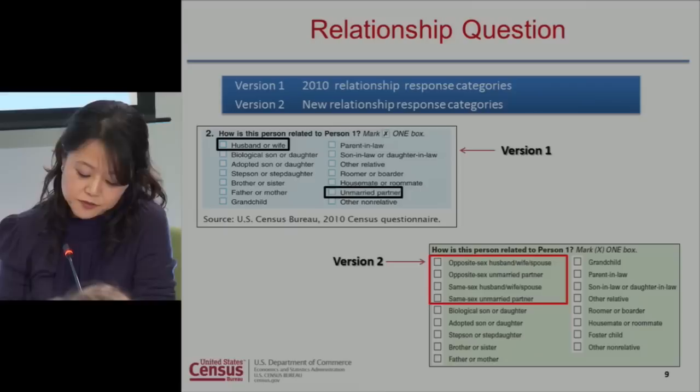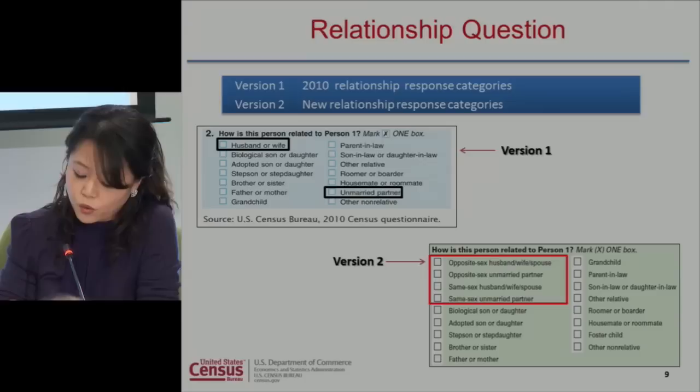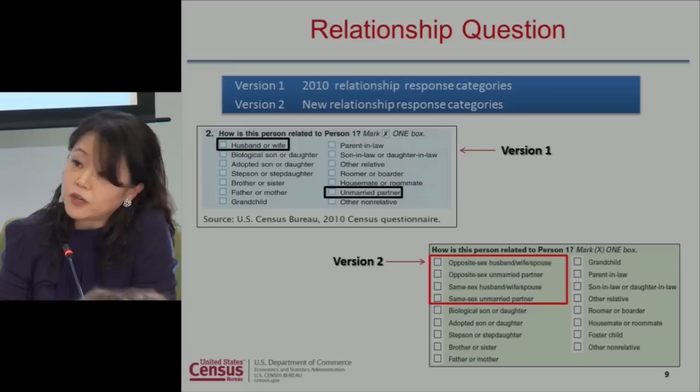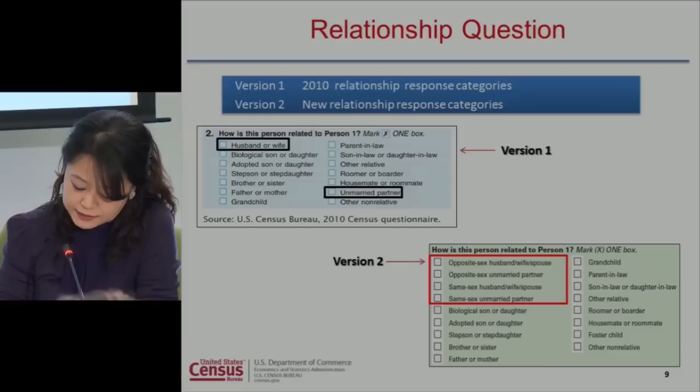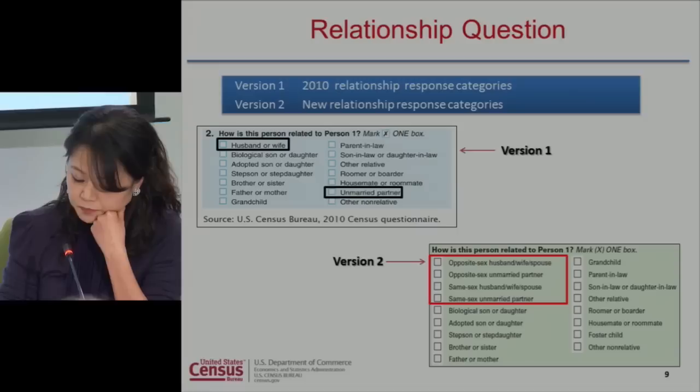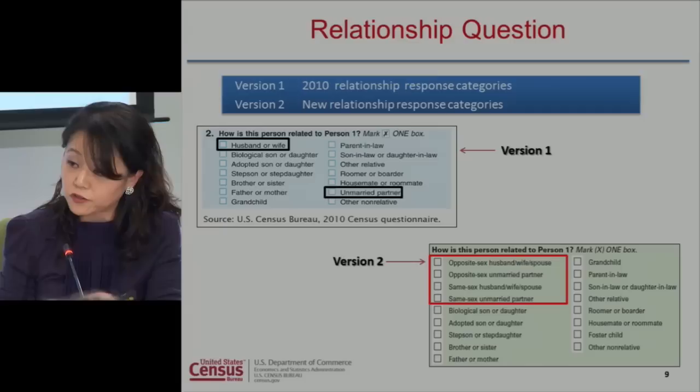The first version that you see on the left will use the 2010 response options, but in a new order, starting with husband or wife, and then the unmarried partner category. The second version that you see on the right includes the same basic response options from the 2010 census, but expands and modifies the husband or wife and unmarried partner categories to distinguish between the same-sex and the opposite-sex relationships. This version also reintroduces the foster child category into the questionnaire.